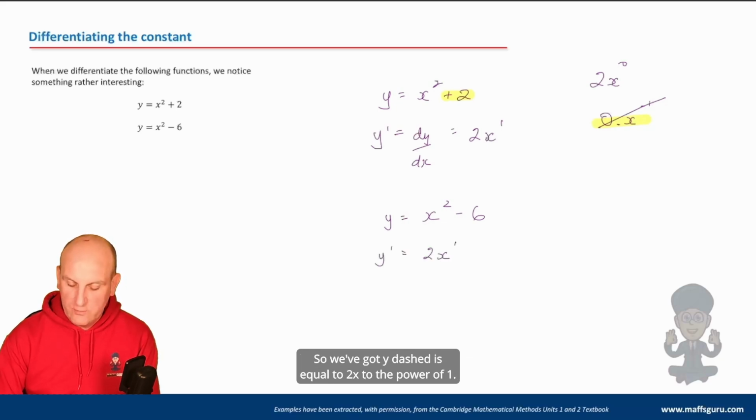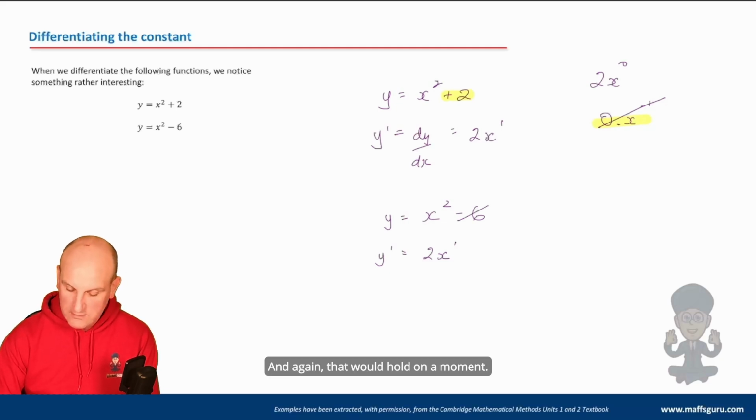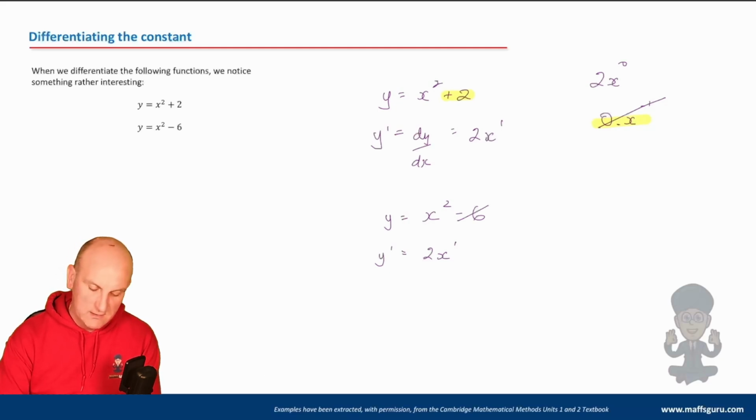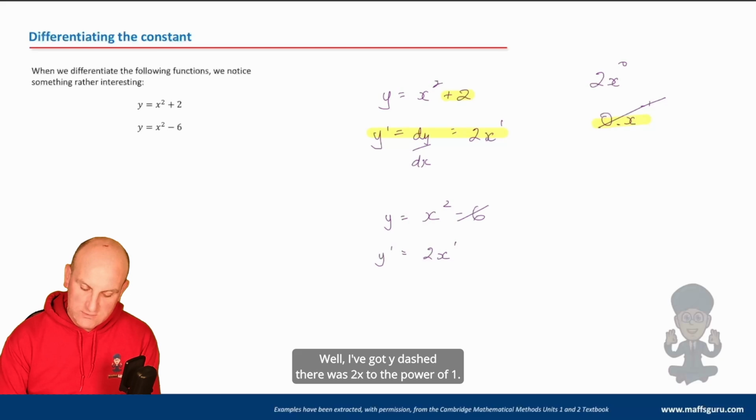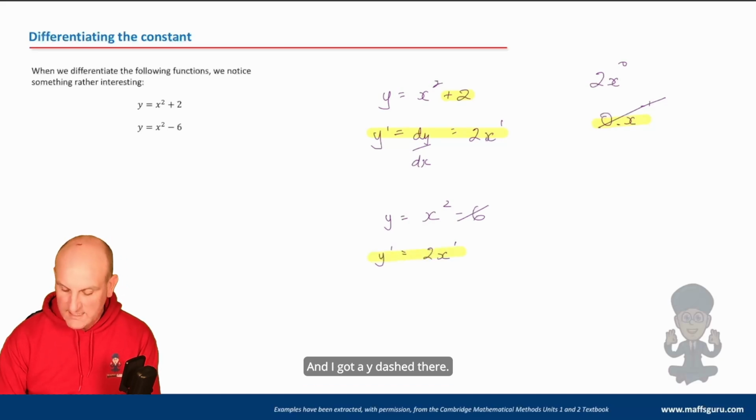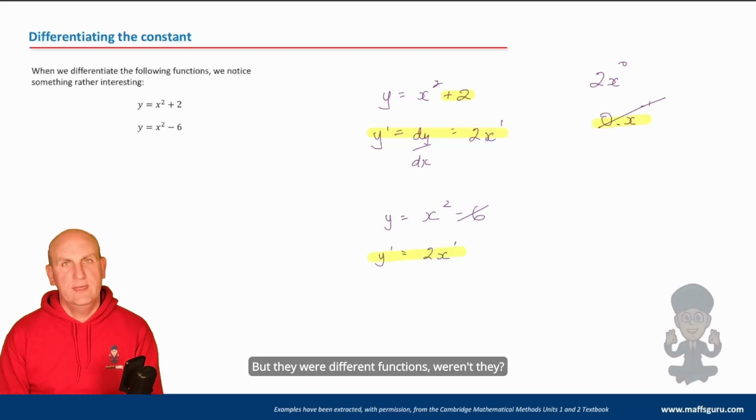2x to the power of 1. And again, hold on a moment, do you notice something? Well, I've got y dashed there was 2x to the power of 1, and I've got a y dashed there. But they were different functions, weren't they?